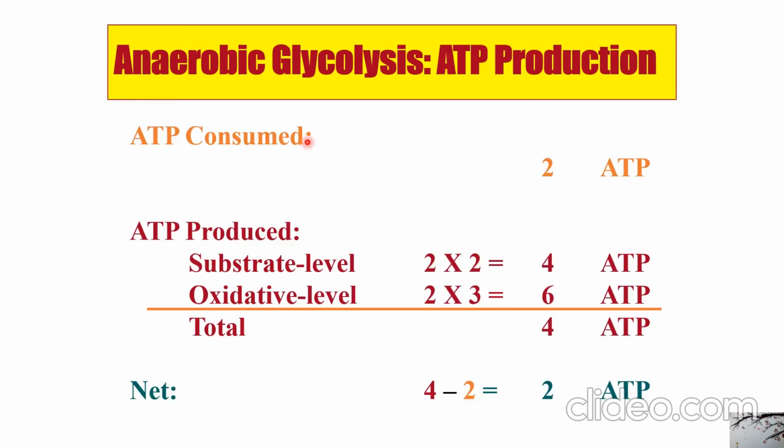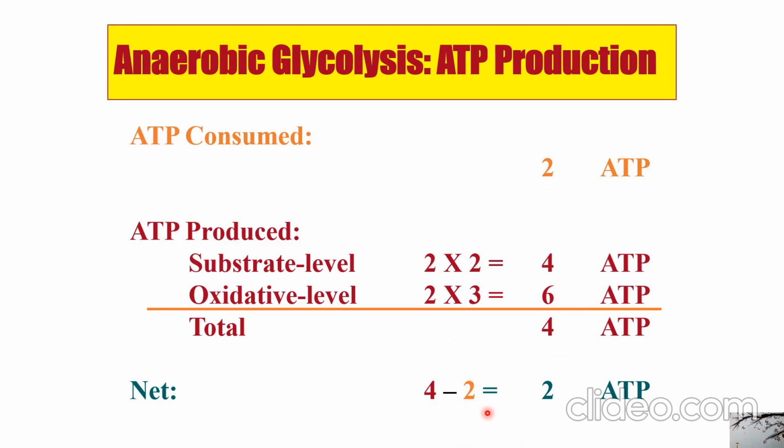So what is the net ATP production in case of anaerobic glycolysis? The ATP consumed will be 2, which is the same. ATP produced via substrate level phosphorylation is 4, and oxidative level will be 6. Sorry, oxidative level will not be there, right? So only substrate level phosphorylation will be there, which is 4. This will not be there because this is anaerobic glycolysis. So the total ATP produced is 4, ATP consumed will be 2. So 4 minus 2 is 2 ATP.